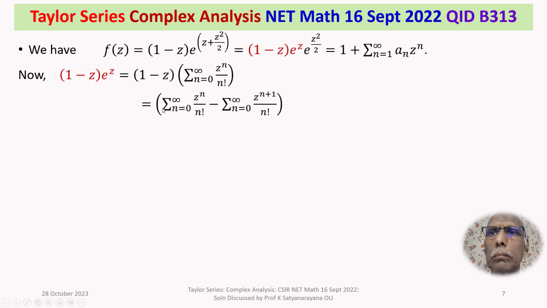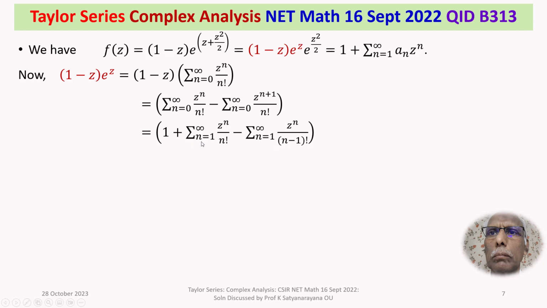Agreed. In the first series, we take out the first term and write sigma n is equal to 1 to infinity. In the second series, put n is equal to n minus 1. Then this will become sigma n is equal to 1 to infinity z power n by n minus 1 factorial. So 1 plus sigma n is equal to 1 to infinity z power n by n factorial minus, this is rewritten, sigma n is equal to 1 to infinity z to the power of n by n minus 1 factorial.